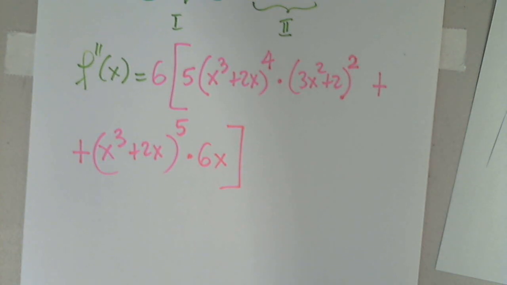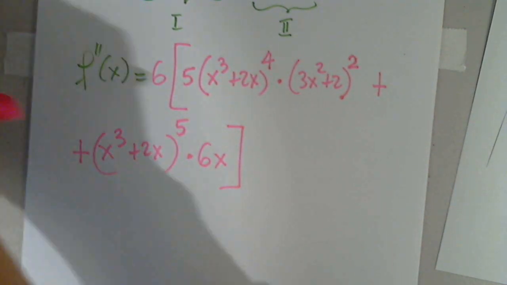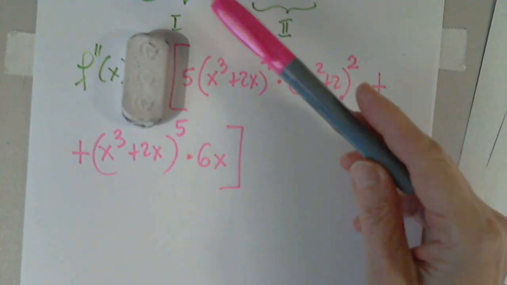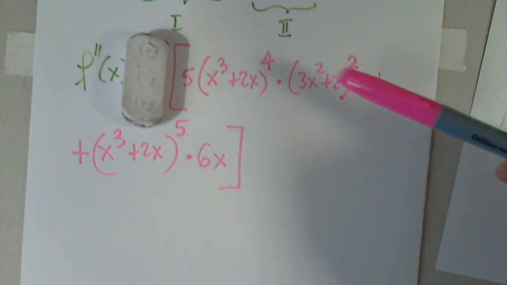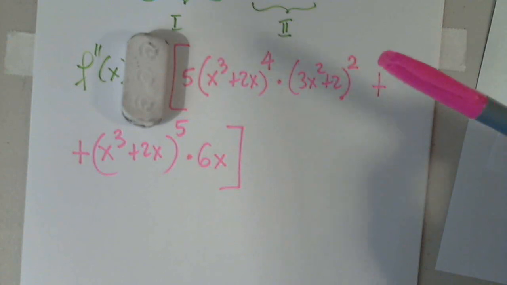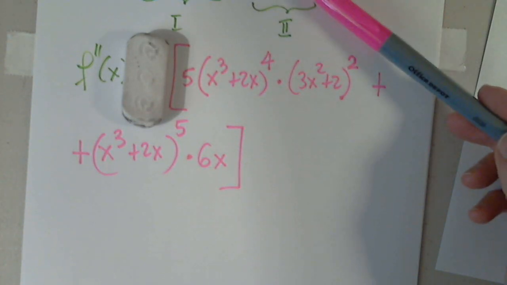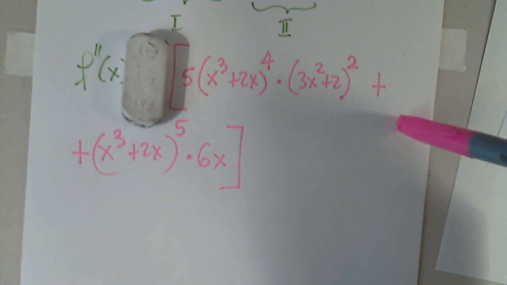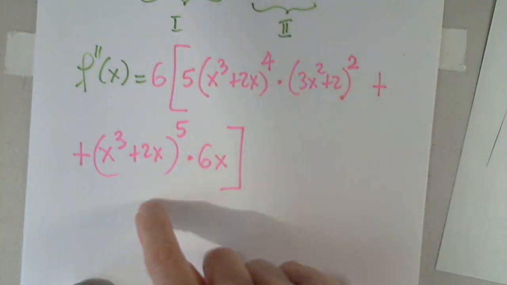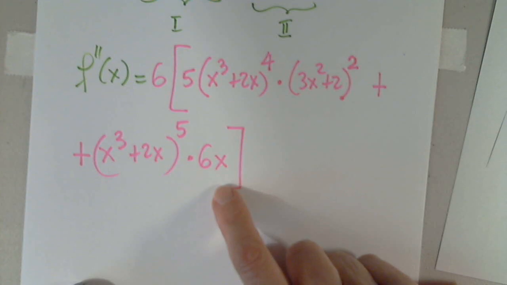So let's stop for a second and see if this is okay. I left 6 outside. It can wait patiently. 5, the function to the fourth, times the inner function prime, which is 3x squared plus 2. But I already have another 3x squared plus 2. That's why I already put power 2. Plus, now I copy the first function, but I differentiate the second one.